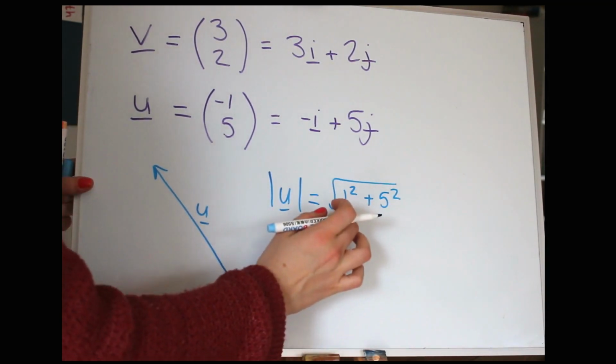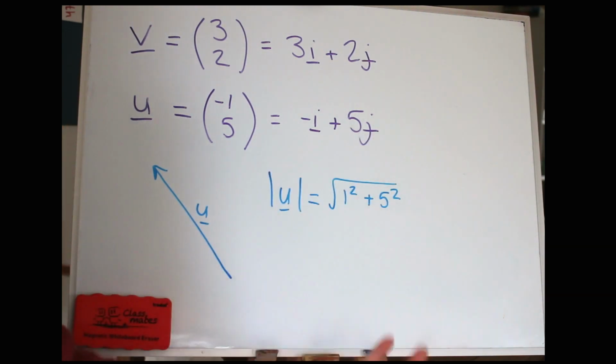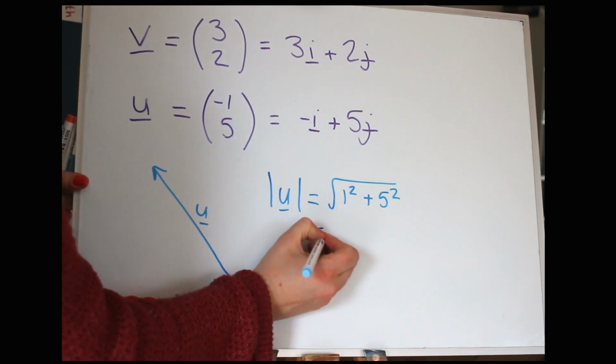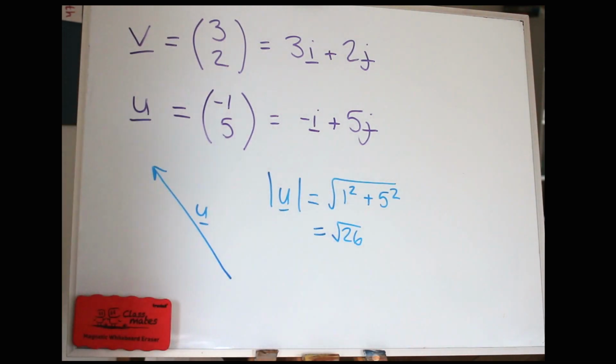When I write Pythagoras, I've just ditched the negative sign there because we're squaring it, so -1 squared is the same as +1 squared, so that's fine. And that gives me root 26.